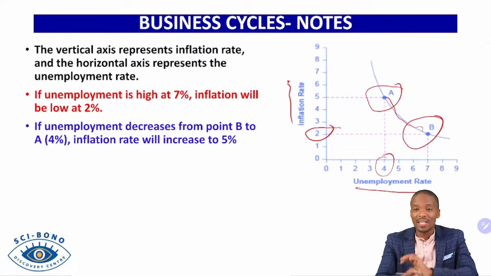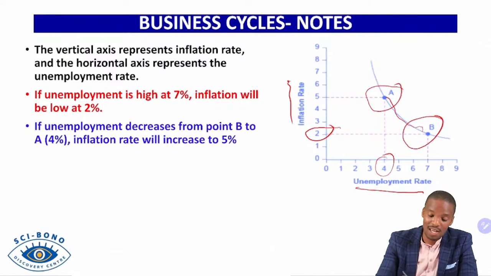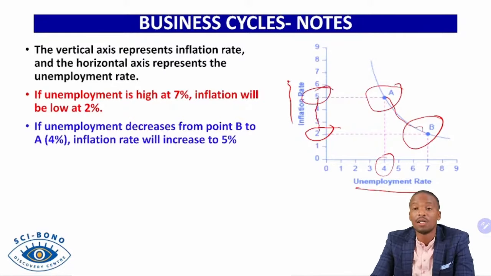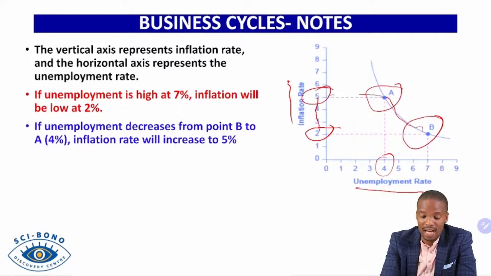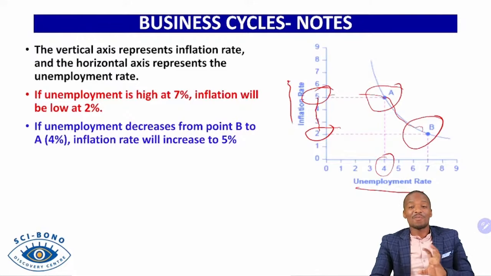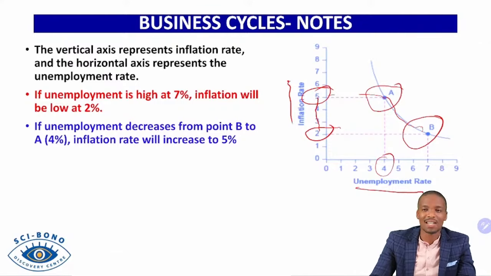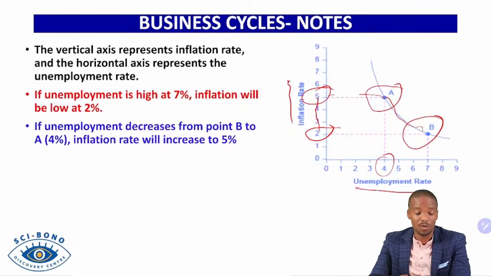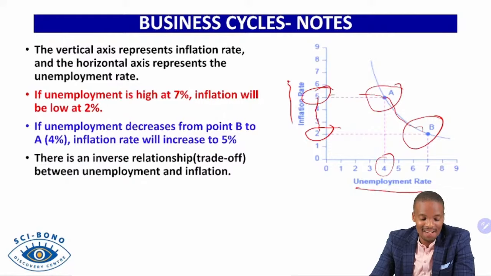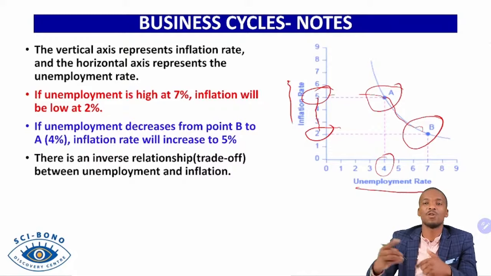However, contrary to that, once that happens, look at inflation now. Inflation increases from 2% up until 5%. That is the movement on the A line. It moves from 2% to 5%. So as much as we are trying to solve unemployment, there's another problem that the country is facing on the other side, which is the increase in inflation. That increased from 2% to 5%. There is an inverse relationship between unemployment and inflation. It means there is a trade-off there.